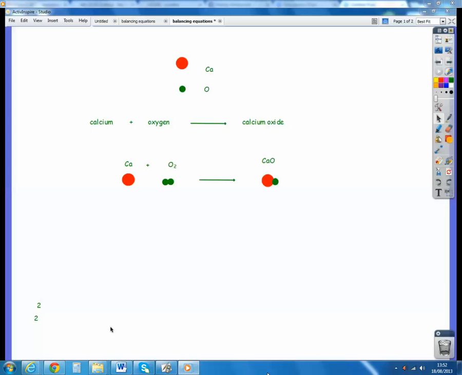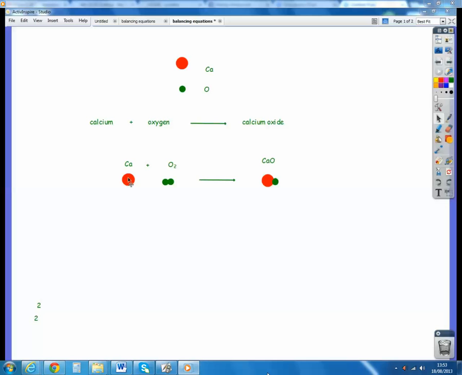Okay, so let's have a look at balancing some equations. This is a higher tier skill, so if you're doing higher paper then you need to know how to do this. I'm going to start out with calcium reacting with oxygen and forming calcium oxide. So this is my starting point. Calcium plus oxygen forms calcium oxide. Calcium I'm representing as red and oxygen as green.